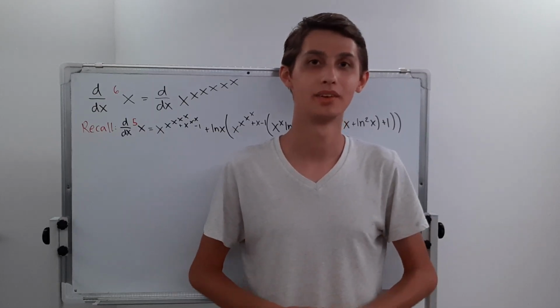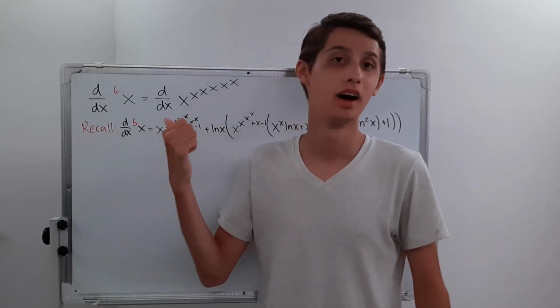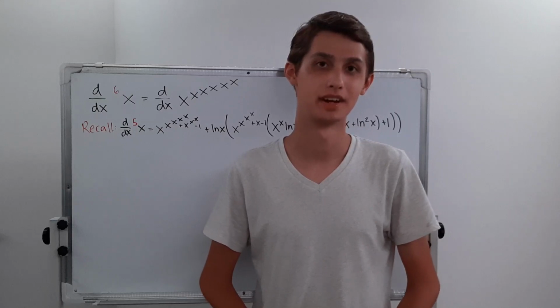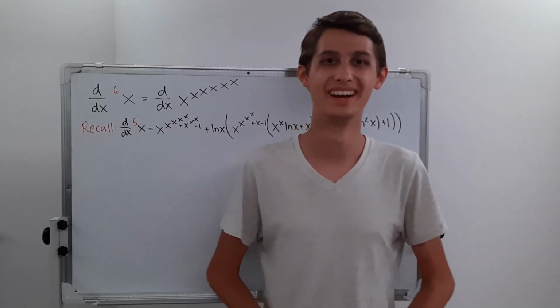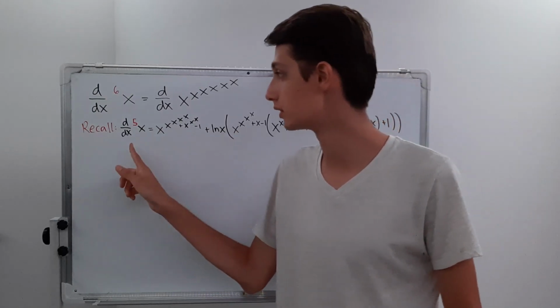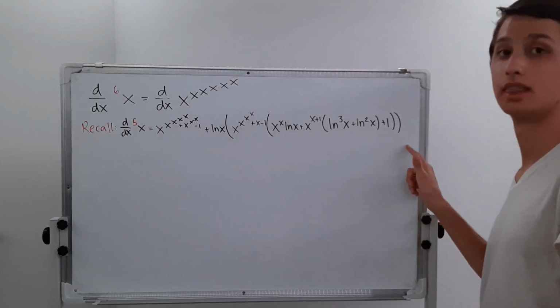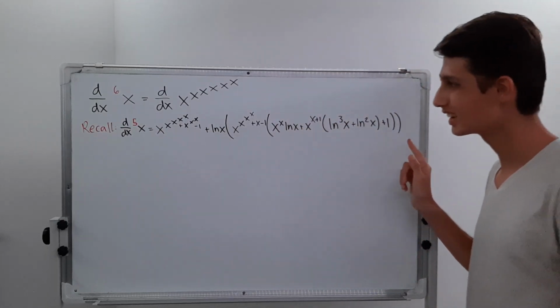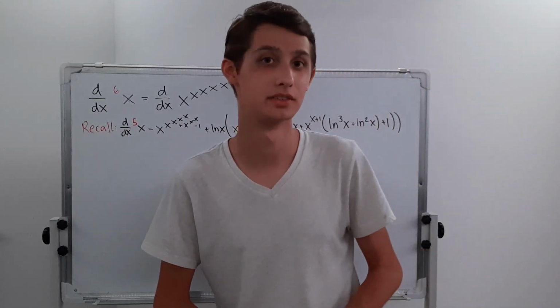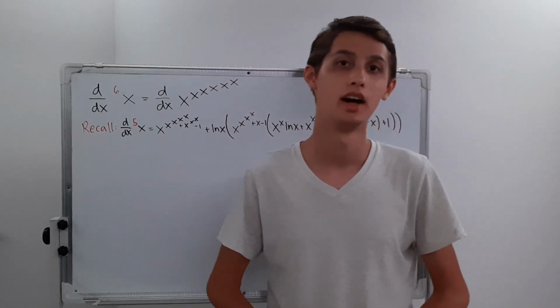Hey everybody, today we're going to be finding the derivative of the sixth tetration of x. We already found the derivative of the fifth tetration, which is this whole thing. And today we're going to be finding the derivative of the sixth tetration.